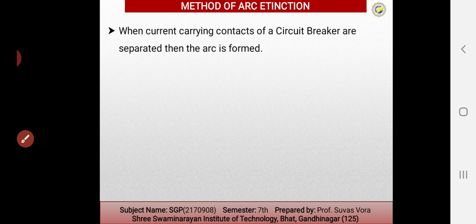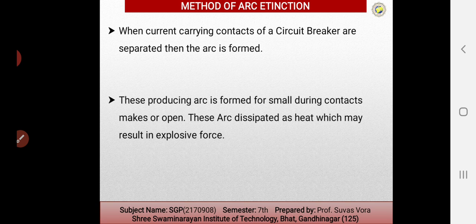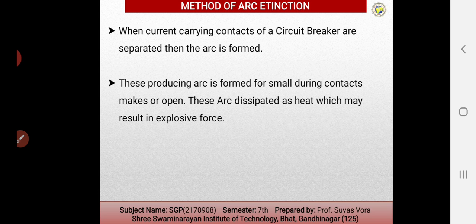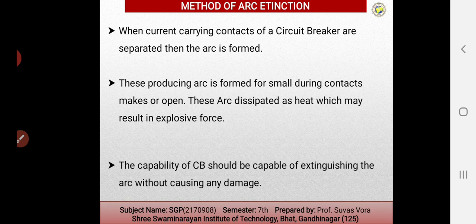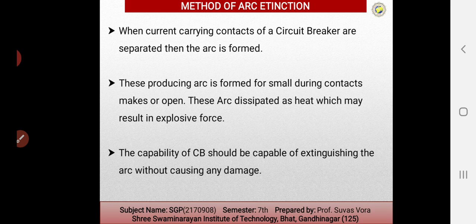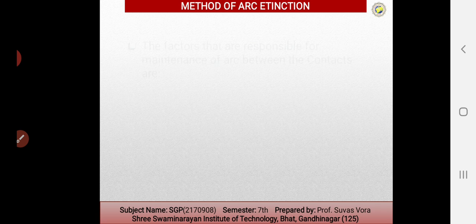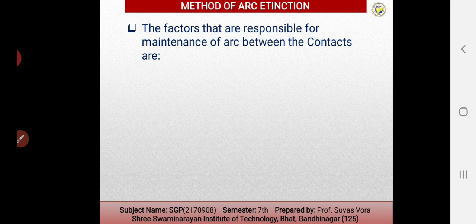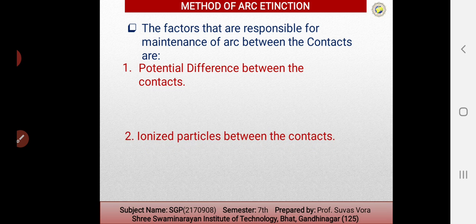Now the method of arc. So when the current carrying conductors of the circuit breaker are separated, then the arc is formed. So this produces an arc for the small gap when the contacts open. This arc is dissipated as heat, which may result in explosive force. So the capacity of the circuit breaker should be capable of extinguishing the arc, with the potential difference between the contacts and ionized particles between the contacts.